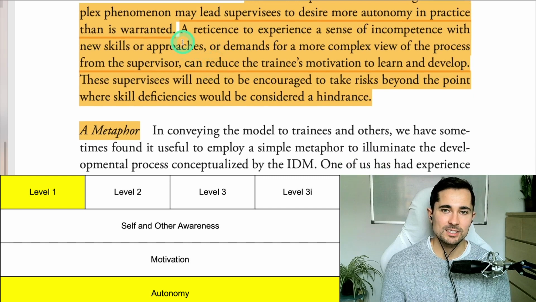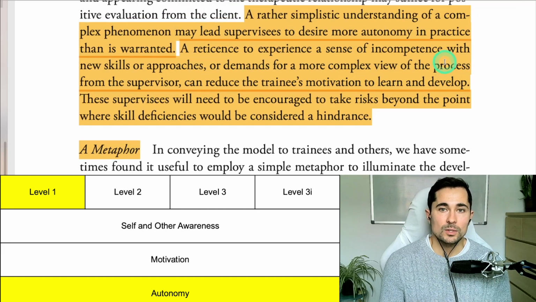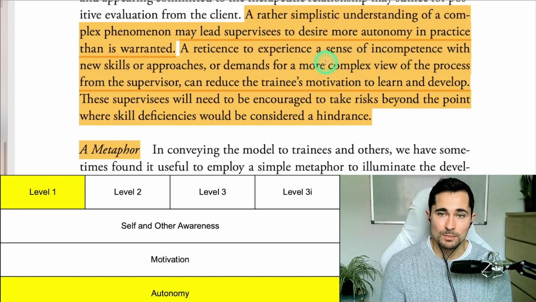A reticence to experience a sense of incompetence with new skills or approaches, or demands for a more complex view of the process from the supervisor, can reduce the trainee's motivation to learn. So we can actually be put off from learning a more complex view if our simplistic one is working, because we don't want to feel, again, that sense of confusion and incompetence.